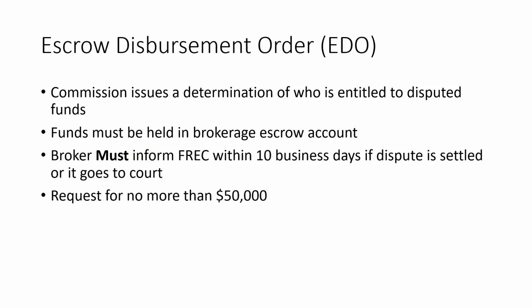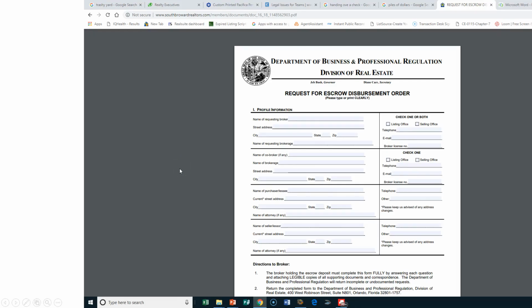An escrow disbursement order is when the Commission will issue a determination, if they are willing to do it, of who is entitled to the disputed funds. Funds must be held in a brokerage escrow account, not in a title company or an attorney. The broker must inform FREC within 10 business days, though, if the dispute is settled or it's decided to go to court. And the request is for no more than $50,000. This is a request for an escrow disbursement order.